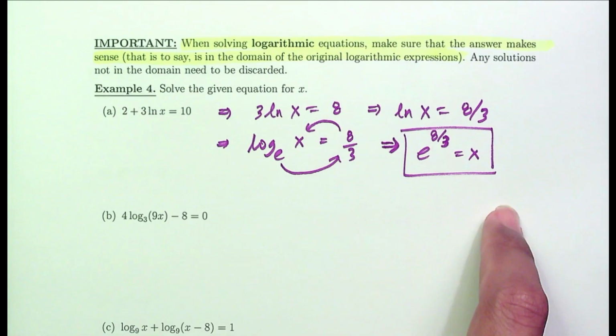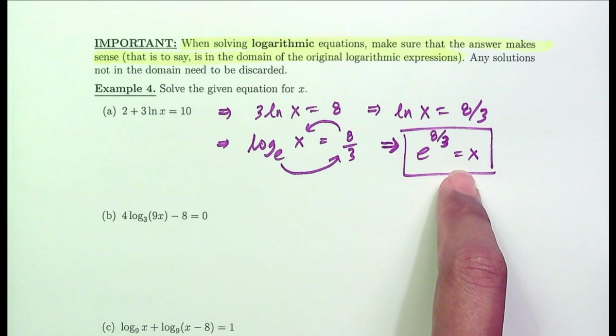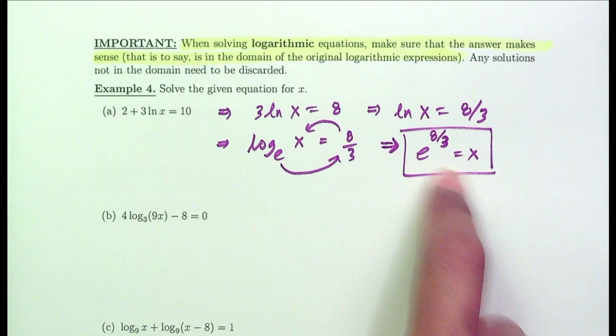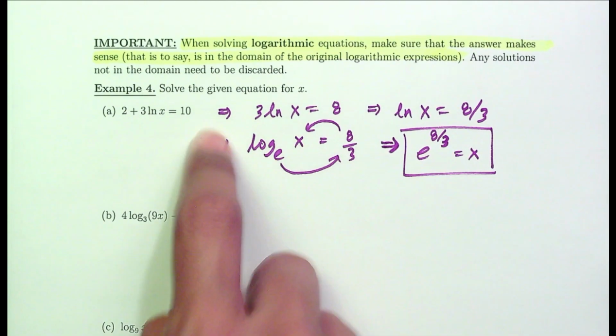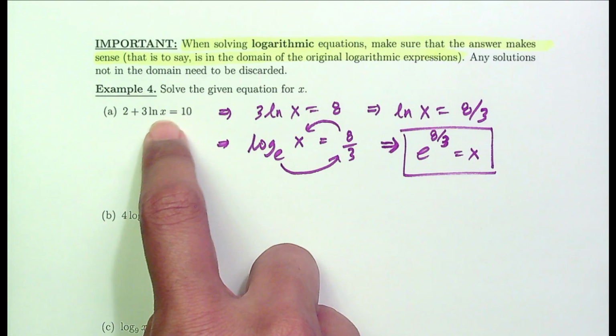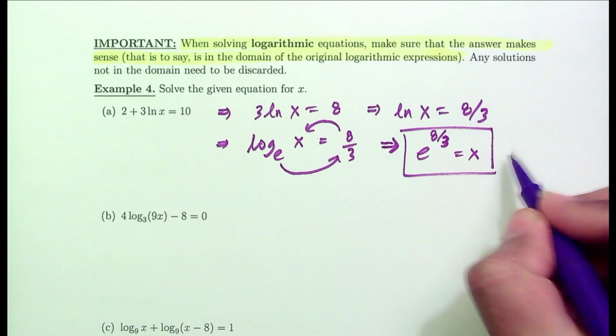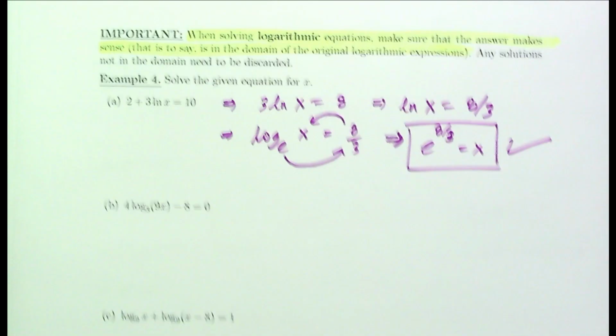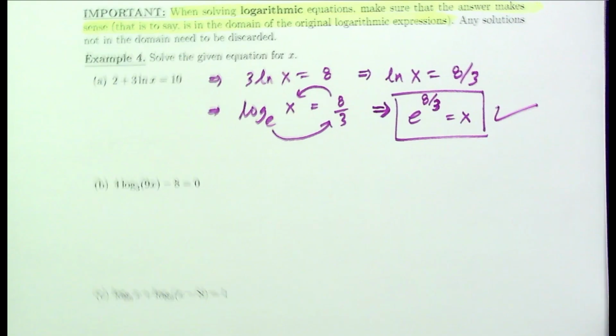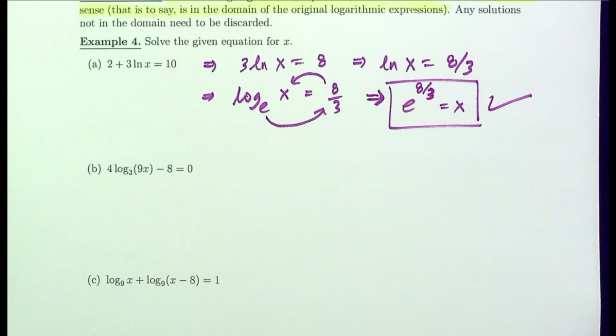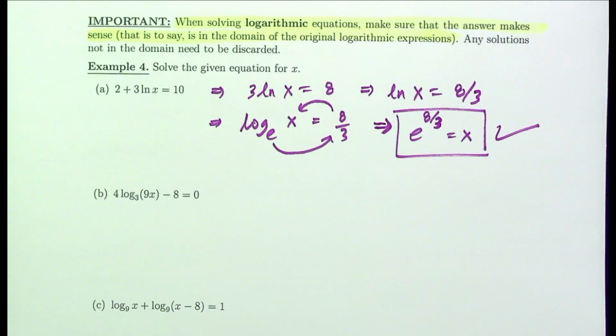But this one is fine because e to the 8 over 3 is a positive real number. This is not negative by any means. This is positive, and you can plug positive numbers into the logarithm. So this is fine, meaning that it is in the domain. So that is the value of x. When you have logarithmic equations, you always need to double check that the answer makes sense.